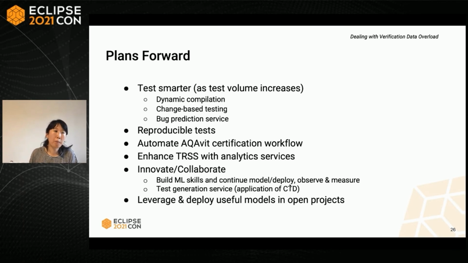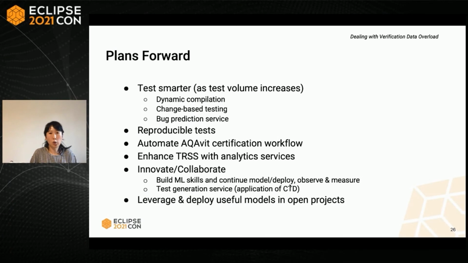On this slide, we have just the highlights of our future plans. We haven't listed everything, and some of them are work in progress. As we have more and more tests, we do need to test smarter and more efficiently. Can we increase the test coverage and catch more defects without increased test execution time? This is a question that we often ask ourselves. Dynamic compilation, change-based testing, bug prediction service, all three projects are working towards this goal.